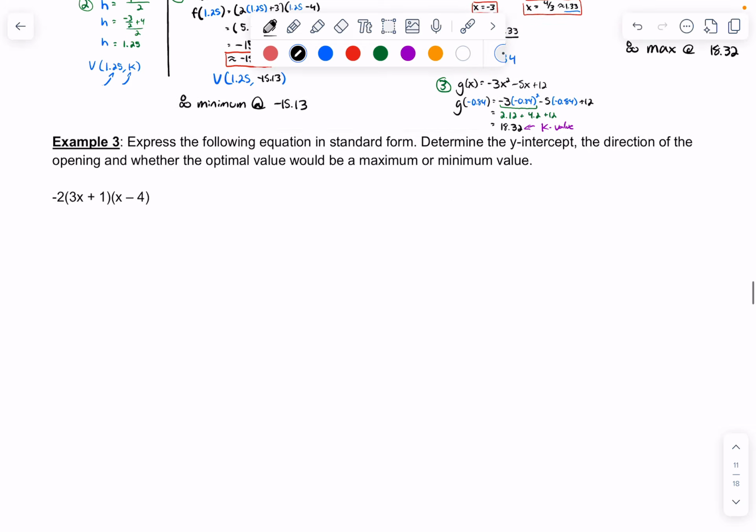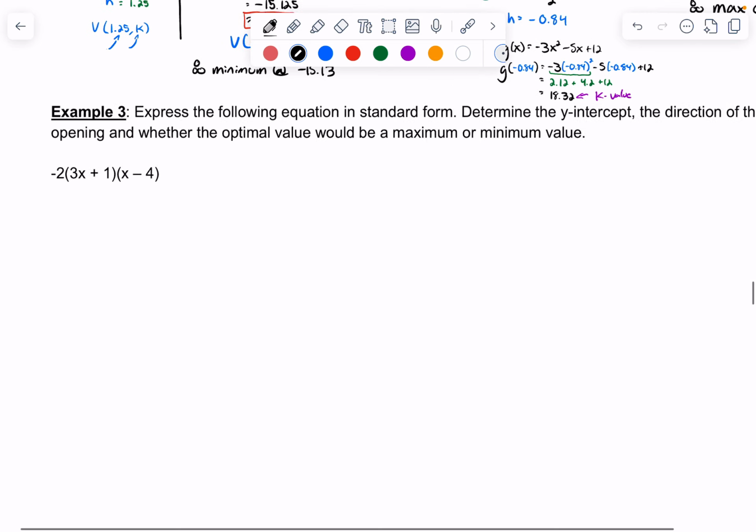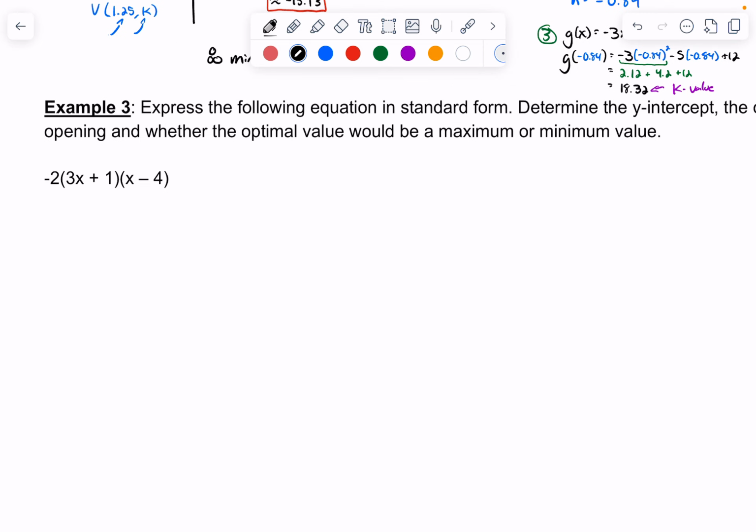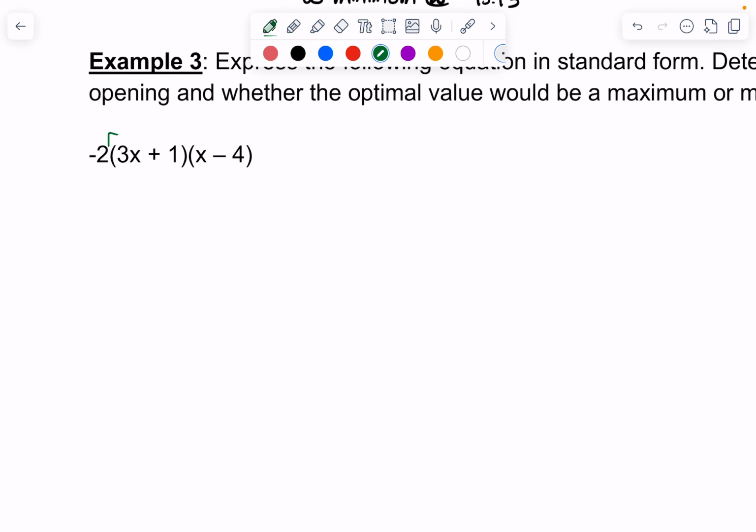Okay, last problem. So example 3, express the following equation in standard form, then determine the y-intercept, the direction of opening, and whether the optimal value be a maximum or minimum value. So let's get this into standard form. How do we get this in standard form? Well, we need to FOIL, expand out. So let's ignore this minus 2 first. Let's deal with the expansion. The reason I want to ignore that minus 2 first, I want to keep the numbers small, okay? It wouldn't have mattered if you put the minus 2 though in first.